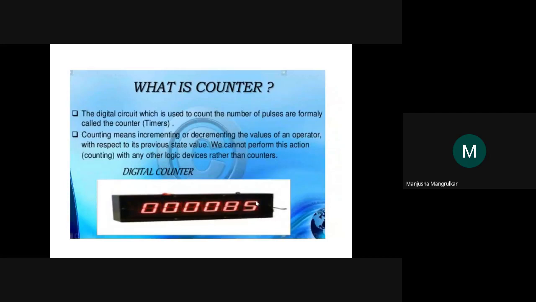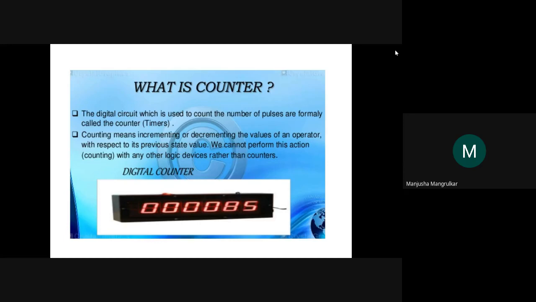The counter looks like this. The digital circuit which is used to count the number of pulses is formally called a counter or timer, right? But there is a basic difference between a counter and a timer. A counter can increment and decrement. A timer will only increment the time, right? So that is the counter and timer.